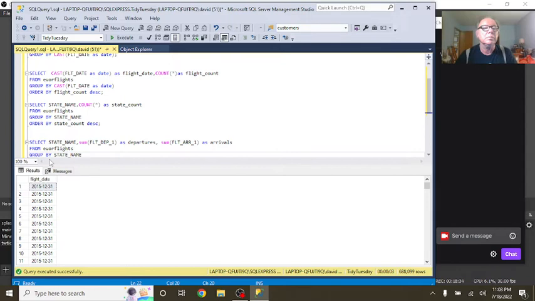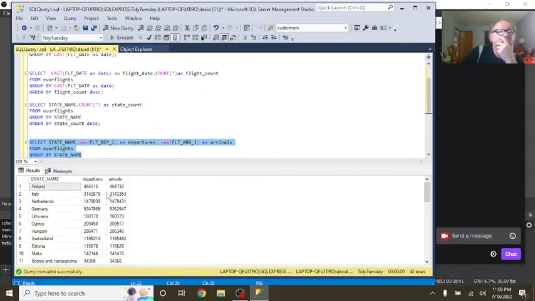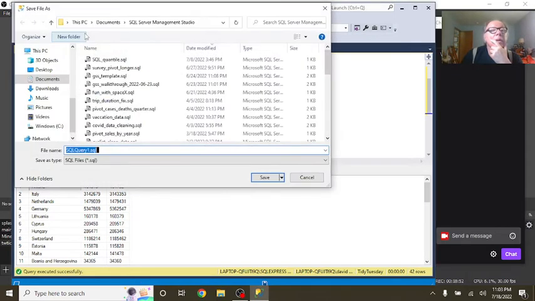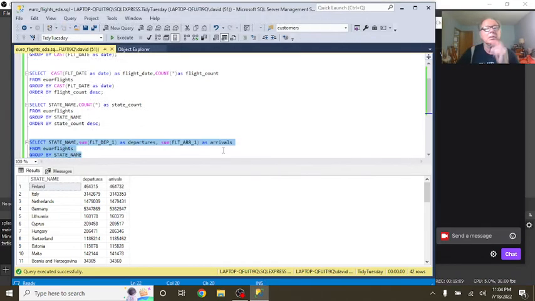State name. So departures by state and arrivals by state. 42 rows. Exploratory data analysis. Okay.